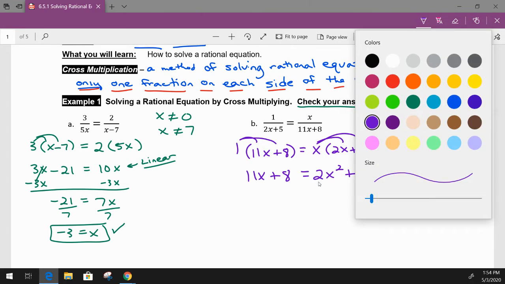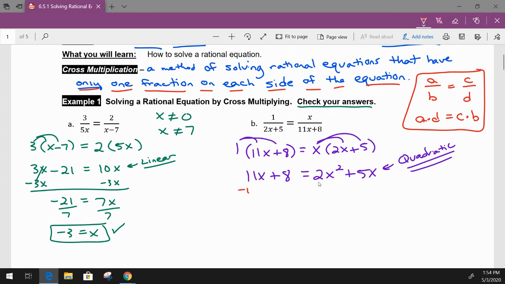So I am going to subtract 11x to get rid of the x's on the left side, and then subtract 8. There are no constants on the right, so I'm just going to tag it along at the end, so that we now get an equation that has 0 on one side equals 2x squared minus 6x minus 8.